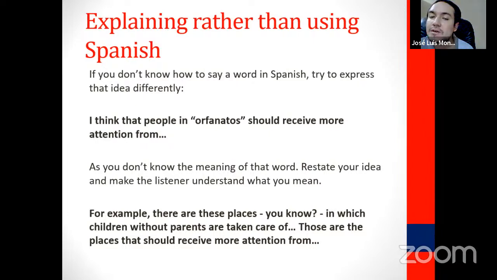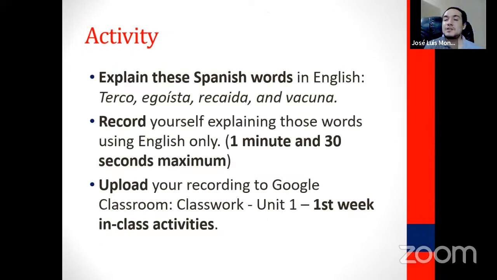For example, there are these places in which children without parents are taken care of. Those are the places that should receive more attention from the government and so on, right? So you are just trying to show and make the other person understand what you want to say, because the main idea of language is communication, right? So as long as you can communicate that in many different ways, that's great.